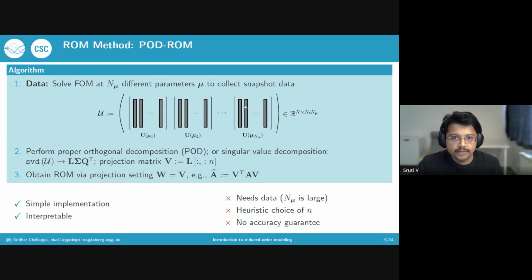So as drawbacks, we need lots and lots of data. If you want to cover enough dynamics that you want to approximate, then n mu should be large. And of course, the choice of the small n, where you truncate the left singular vectors, is somehow heuristic. And as a corollary of that, there is no accuracy guarantee, meaning if I say that I choose 10 basis vectors, I don't get an error of some tolerance, let's say 1% or 5%. So there is no clear way to bound the error of the POD approximation based on how many left singular vectors you choose. So that's one of the disadvantages of POD.